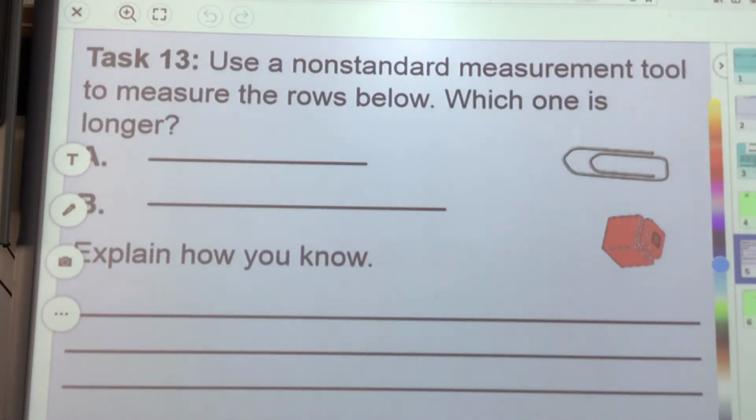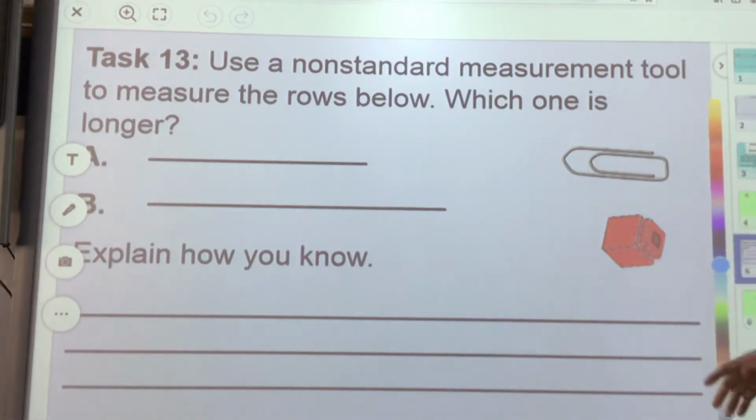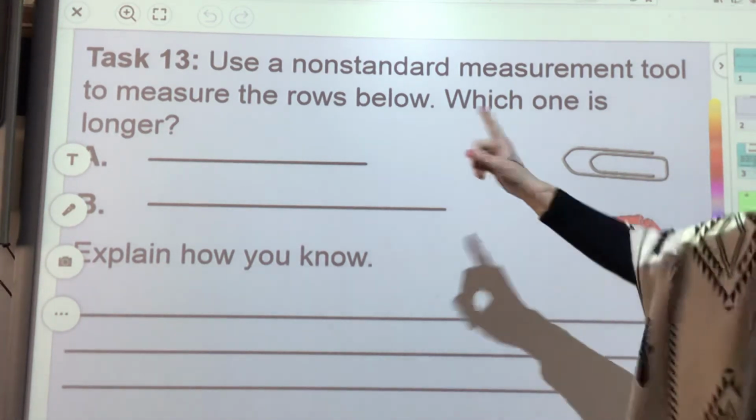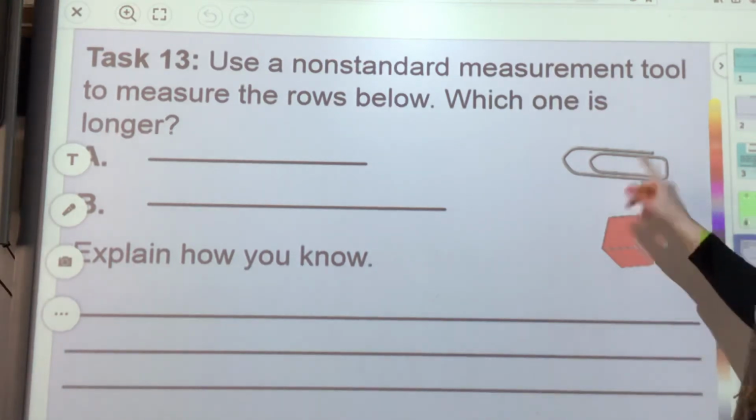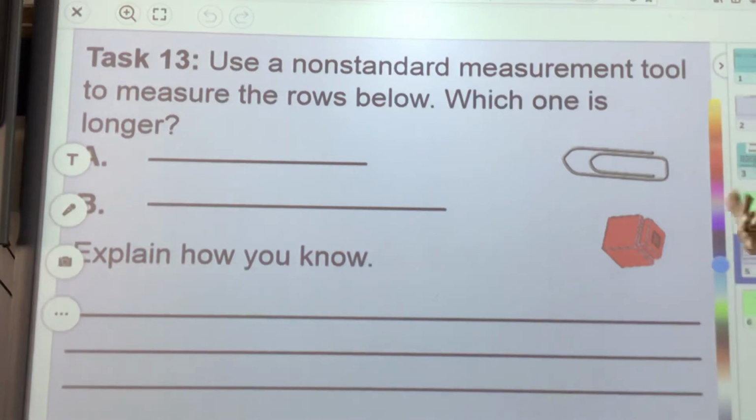Our next one, use a non-standard measurement tool to measure the rows below. Which one is longer? You can use any specific tool you have at home. These you will be able to slide over. You can either measure with a paper clip or you can measure with a cube. You are going to use one of them.